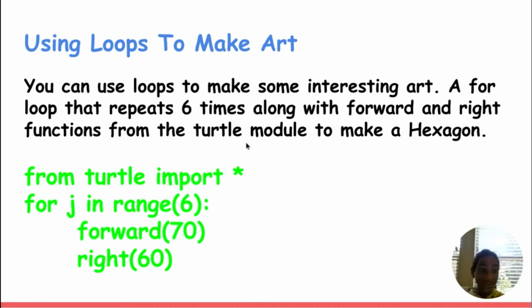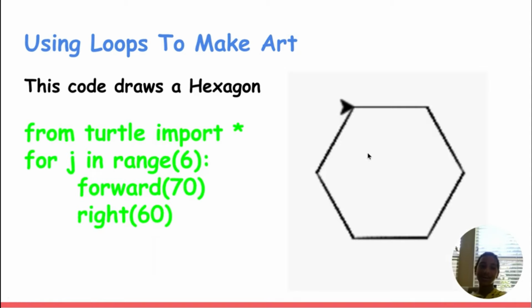Using loops to make art. You can use loops to make interesting art. A loop that repeats 6 times, along with the forward and right functions, can make a hexagon. So from turtle import asterisk, for j in range 6, forward 70, right 60. This is going to make a hexagon.